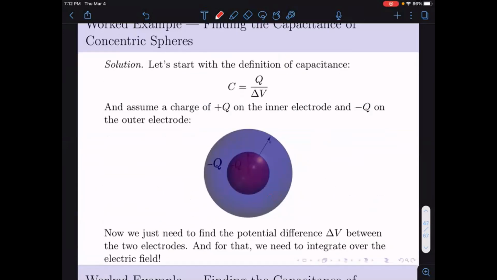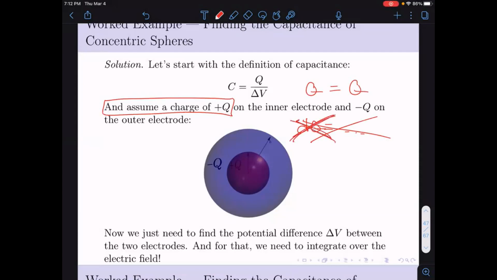Normally the problem says to assume a charge of plus Q on the inner electrode and a charge of negative Q on the outer electrode. All this means for you is that really, big Q equals little q. I don't have to integrate to find dq or do any of that. That's the one good thing about these Gauss's law problems: they're always more straightforward in unit 2 than they were in unit 1. There will be no finding of dq, none at all. They will give you a charge on those electrodes, so just assume big Q equals little q and move on from there.